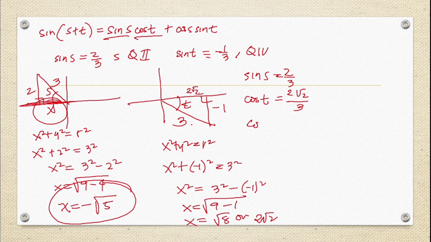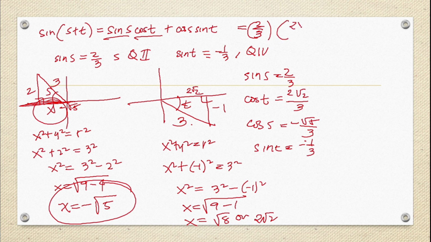Next we have cos s. So the cos s, cosine is this negative square root of 5. Cosine is adjacent over the hypotenuse. So therefore negative square root of 5 over 3. Next is sine t. Sine t is equal to negative 1/3. So now if we're going to substitute this, sine s is equal to 2/3 times cos t, which is 2 square root of 2 over 3, plus cos s, which is negative square root of 5 over 3, times sine t. Sine t is negative 1/3.